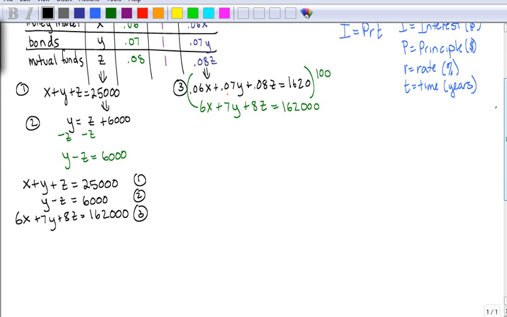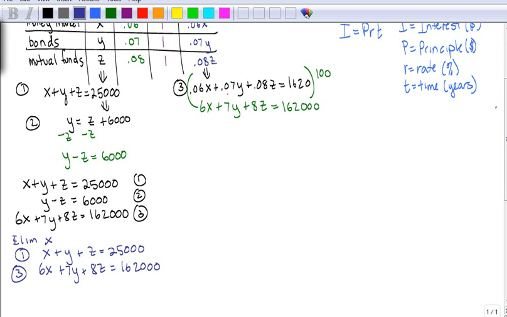You could choose to eliminate the y or the z. That would work just as easily. If you eliminate the z, for instance, you would have to do it twice, eliminating z in the first two and maybe eliminating z in the last two, and get a 2 by 2 that way. But I'm going to choose eliminating the x. So let me just rewrite those two.